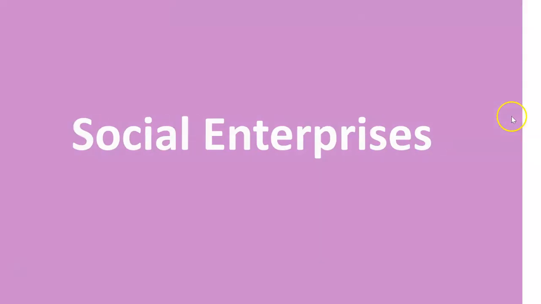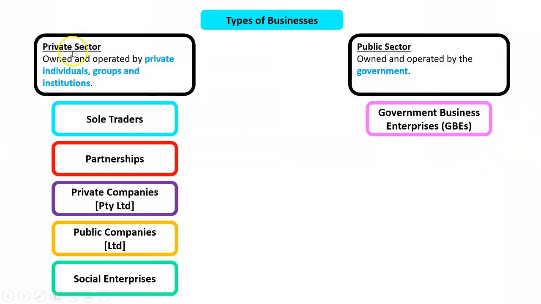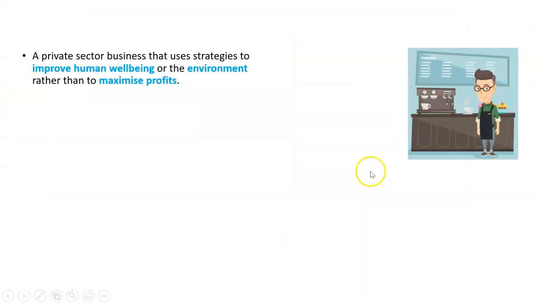A social enterprise is a type of business that can be a little bit difficult to understand, and the main thing you want to think about from the beginning is it is not a charity. A charity is sort of maybe government owned or just set up to do good, like the Red Cross or the Salvation Army. A social enterprise is actually a business. So we've got it over here as a type of business in the private sector all the way over here. And what it does is it tries to improve human well-being or the environment rather than maximize profit.